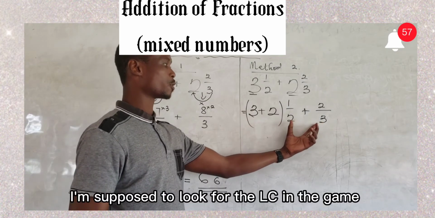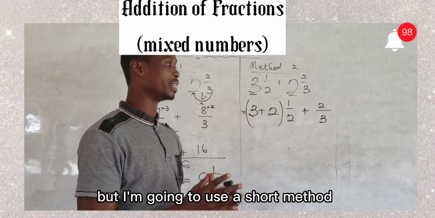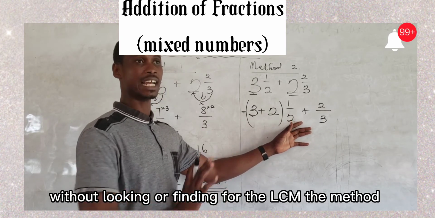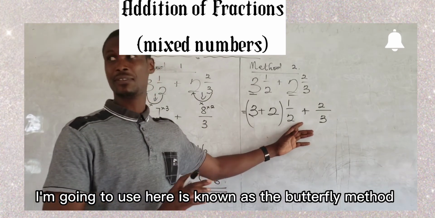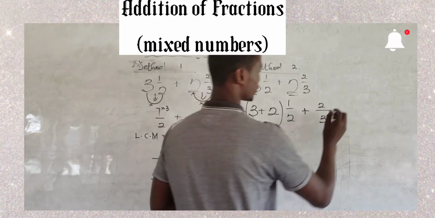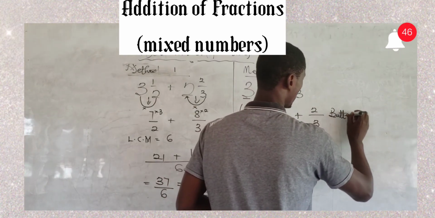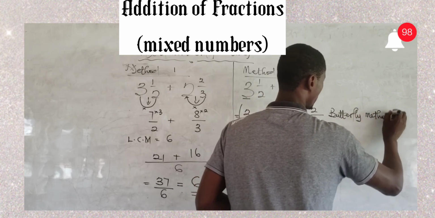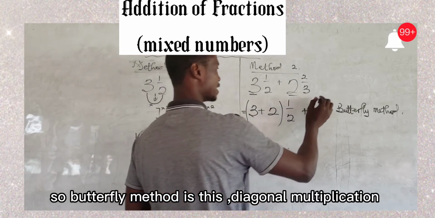In this case, I'm supposed to look for the LCM again, but I'm going to use a short method without finding the LCM. The method I'm going to use here is known as the butterfly method. So I'm going to use the butterfly method. So the butterfly method is this.